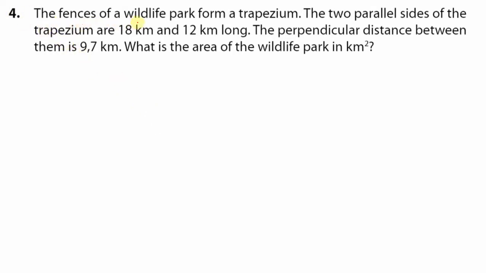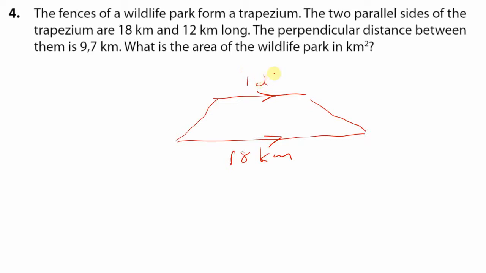Number 4. The fences of a wildlife park form a trapezium. The two parallel sides of the trapezium are 18 kilometers and 12 kilometers long. The perpendicular distance between them is 9,7 kilometers. This distance here. So what is the area of the wild park in square kilometers?